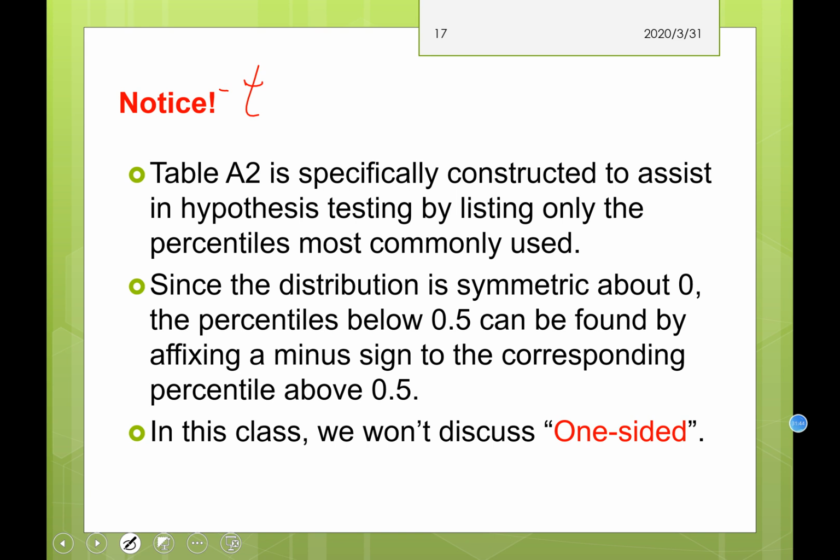And the last thing you need to notice is that in this class we won't discuss the problem of one side. So that means all the questions, all the hypothesis tests should be based on the two-sided test.